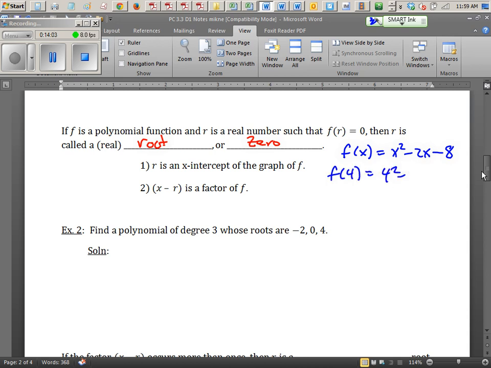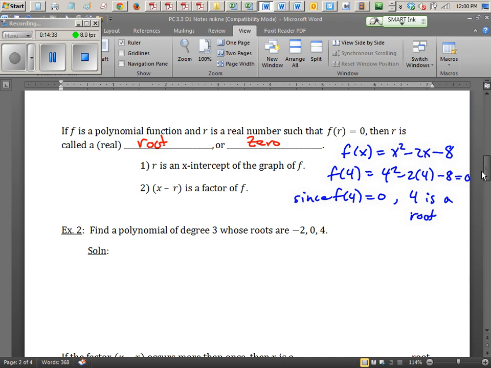If you plug in 4, you get 4 squared minus 2 times 4 minus 8. It's 16 minus 8 minus 8. It really is 0. Okay, so what you just discovered is that since f of 4 is 0, 4 is a root. You probably already knew that. You've probably heard that before, right? Or some people call it a 0, or some people call it a solution, or some people call it an x-intercept. They're all the same thing for our purposes. 0, x-intercept, root, solution, they all mean the same thing.